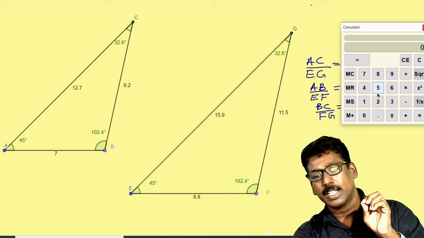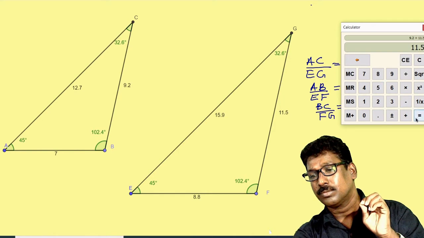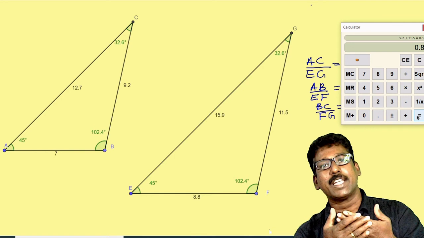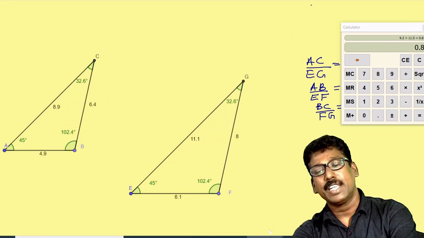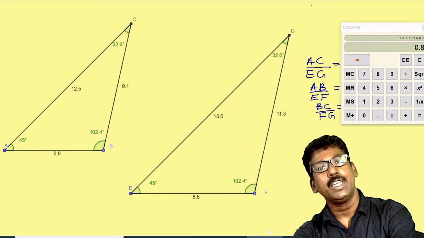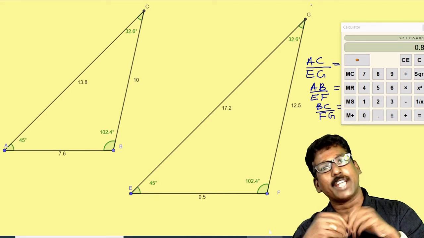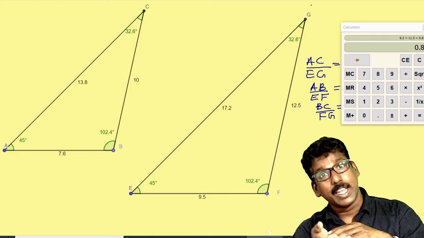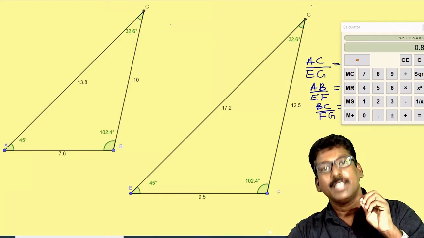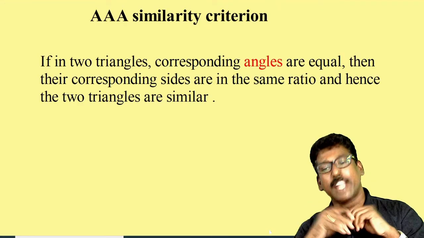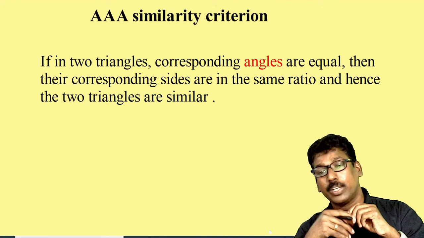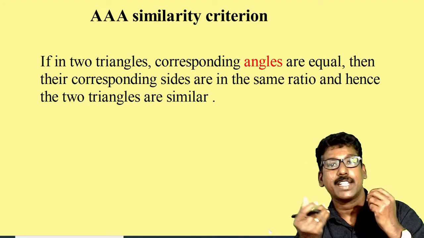And here the third case is BC by FG, that is 9.2 divided by 11.5, which is equal to 0.8. Here also in all the cases you are getting the ratio equal to 0.8, or we can say if you take any case the ratios of the corresponding sides will be equal. That means if all the corresponding angles of one triangle are equal to the corresponding angles of the other triangle, then these two triangles will be similar. This condition is called the AAA similarity criterion, and it can be stated as: if in two triangles corresponding angles are equal, then the corresponding sides are in the same ratio and hence the two triangles are similar.